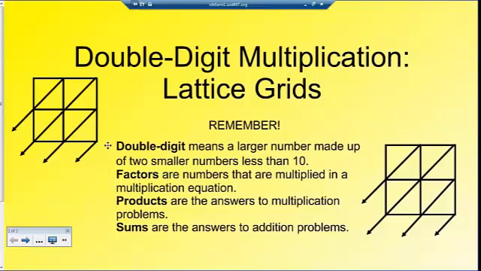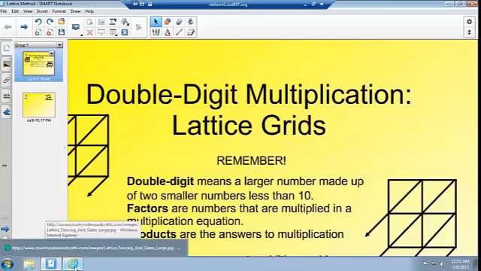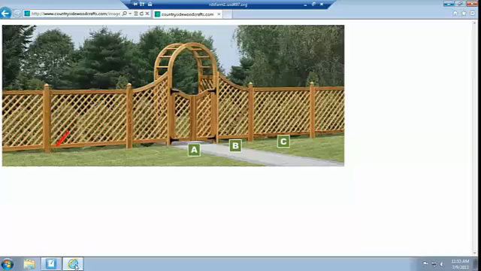Now, this method is called the lattice method because you use a lattice grid to multiply. Lattice is the overlapping of line segments in horizontal, vertical, or diagonal patterns. You can see the overlapping diagonal line segments in this lattice fence, similar to one you might find in someone's yard.